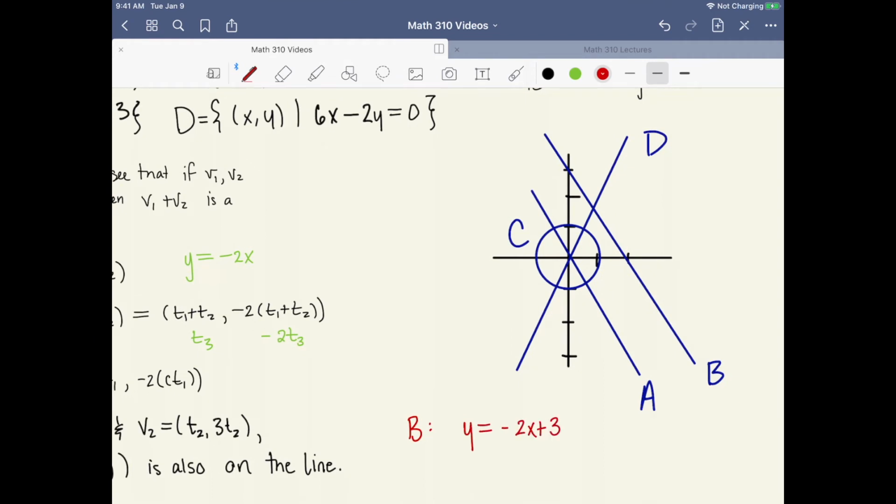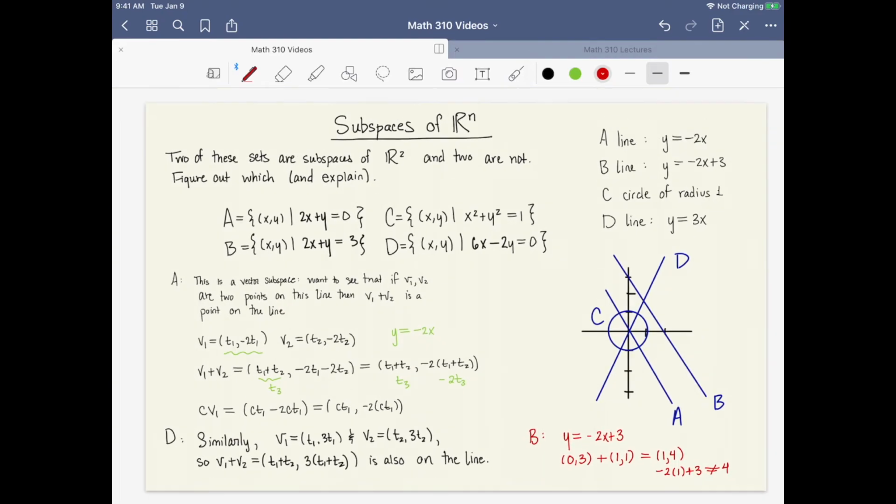So we could take, for example, the point (0, 3). That lies on the line. And let's add it to another point that lies on the line. Let's take x to be equal to 1, and then we will get y equal to 1. So (1, 1) is another point that lies on this line. But when you add these two together, you get (1, 4). But (1, 4) does not lie on the line because minus 2 times 1 plus 3 is certainly not equal to 4. So this point does not lie on the line B. You cannot do vector addition and remain on the line.